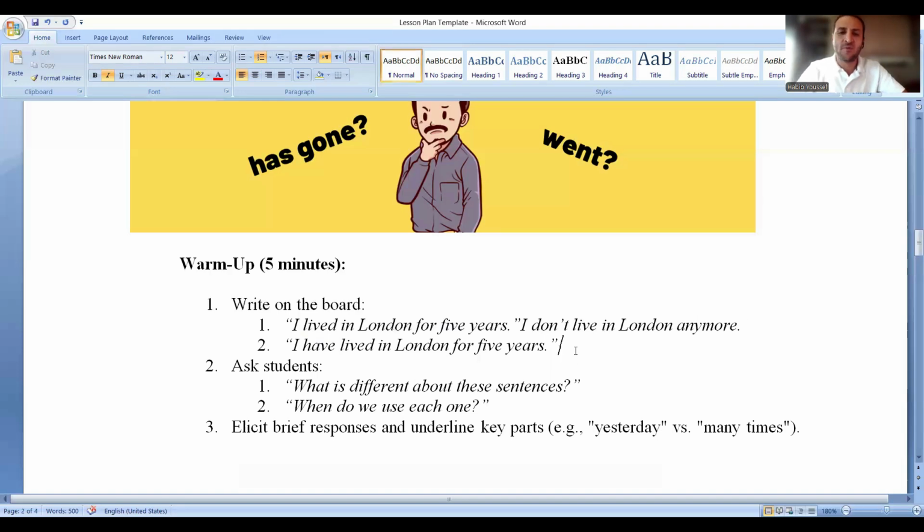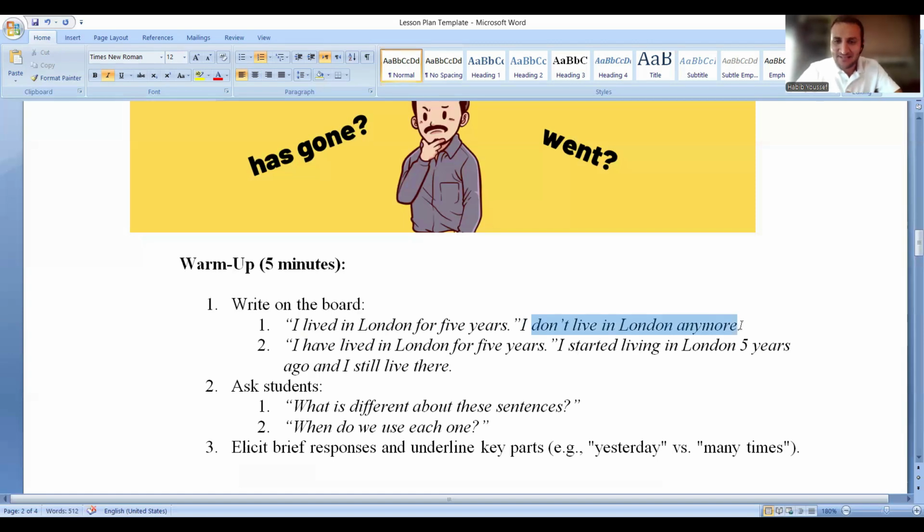Very good. Thank you. Perfect. Yes, I started living in London 5 years ago, and I still live there. Very good. So let me underline and highlight this part. Yes, so that's the difference between the two sentences. If you understand this basic difference between the two of them, I think you're going to be perfect in using them correctly and perfectly.